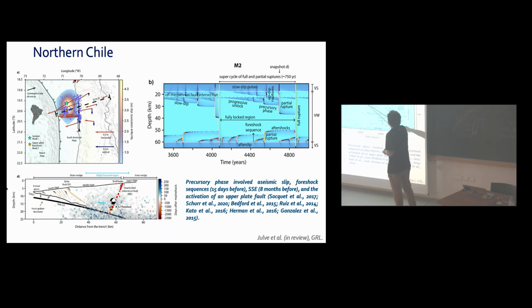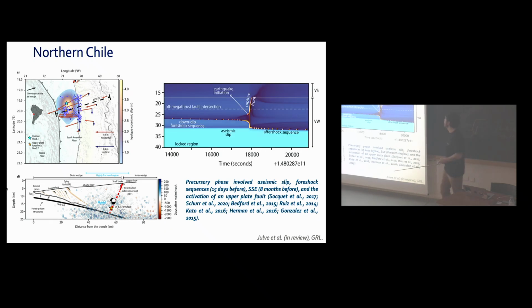And you see that you have a progressive unlocking, and something happens before the partial ruptures. If we zoom into that, we see that there is a precursory phase. We have a seismic slip front, you have foreshock seismicity, and then you have the rupture. So it's similar to what happened with the Iquique earthquake.